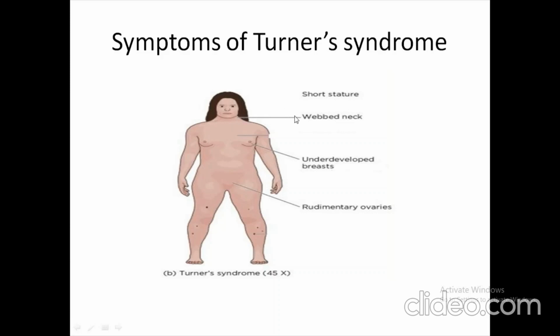They have a webbed neck, and also underdeveloped breasts, whereas it should be normally developed in case of females. They also have rudimentary or non-functioning ovaries, and there is no menstrual cycle exhibited by these women who suffer from Turner's syndrome.